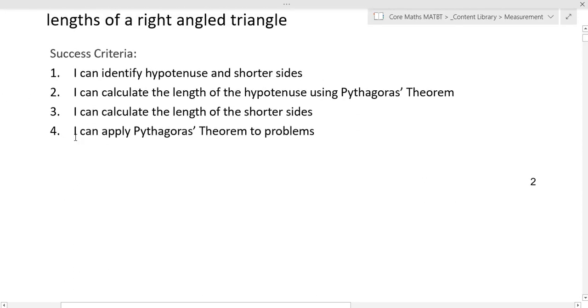Okay. So identifying what is a hypotenuse. Identify the theorem. What is Pythag's theorem? Finding the length of the other short sides, and then using the theorem to solve actual real-world problems. Now, if you think about it, anyone know where in real life you might use Pythagoras' theorem?